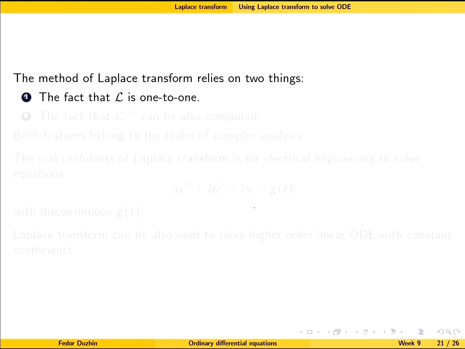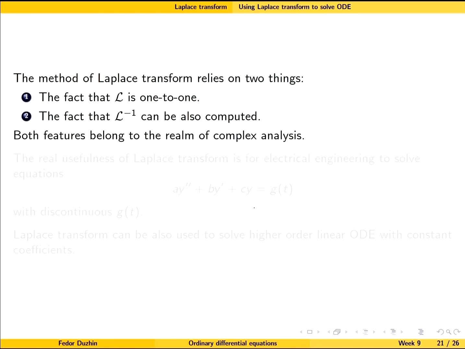And then, using these two facts, that the Laplace transform is one-to-one and that the inverse Laplace transform can be computed, we are going to compute the unknown function itself. Well, these two facts are not easy, so I'm not going to prove them because the proof is very complicated and it uses complex analysis.